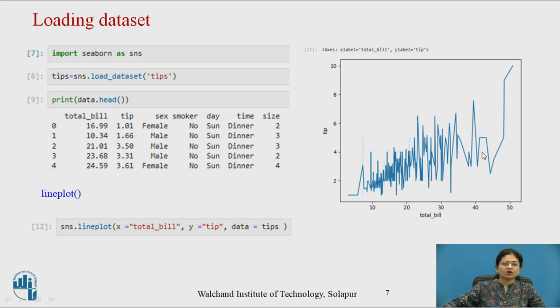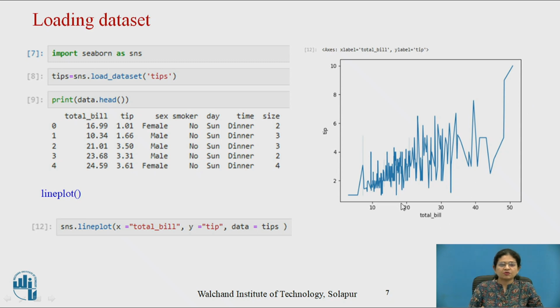So in this line plot method, I am taking the same data set, that is tips. Look at here, sns.lineplot(x equal to total_bill, y equal to tip, and data equal to tips). The line plot is drawn, and it shows the relationship between total bill and tip.